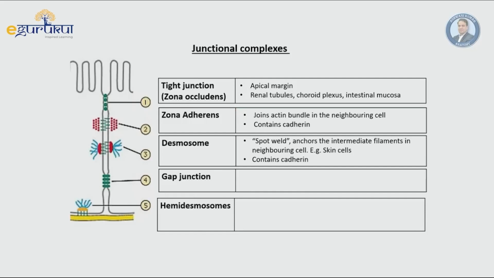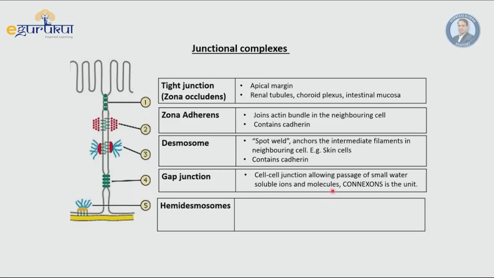That is an important thing to remember, that cadherin is the one contained in the zona adherens as well as the desmosome. Coming to the gap junction, guys, the gap junction is made up of usually 6 subunits, and that is called a connexon. It is also called a cell-to-cell junction, and that allows ions to move from one cell to another cell. Even water-soluble ions and molecules can move from one cell to another, and that is only possible through the gap junction.